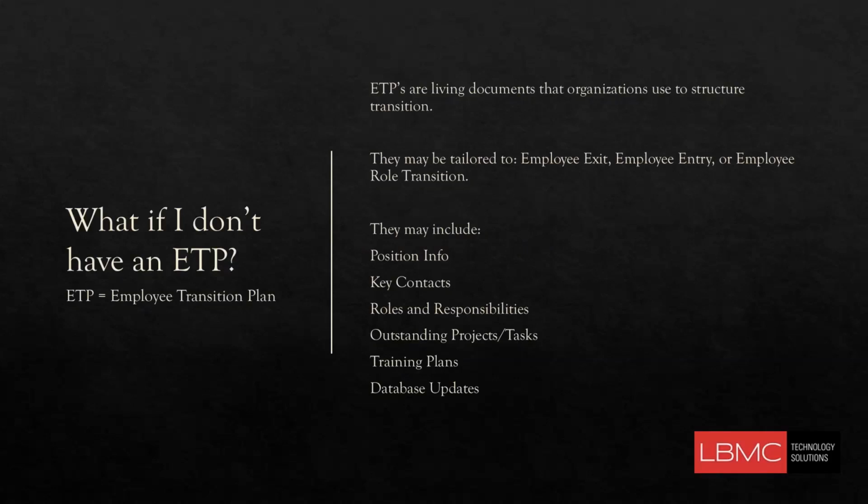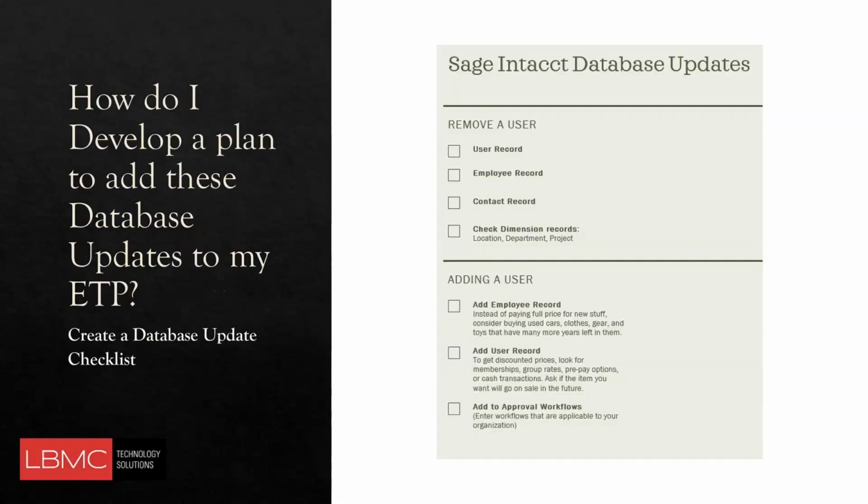Now, the database updates portion is the portion that we are going to focus on today, and this will be specifically for database updates relating to Sage Intacct. So if you have multiple databases that a person might use in a certain position, your database updates section of the ETP would have multiple systems in there and would have a plan for database updates for each of those systems. So out of today's session, if you don't currently have an ETP, you should be able to develop an ETP and formulate the database update section in regard to Sage Intacct.